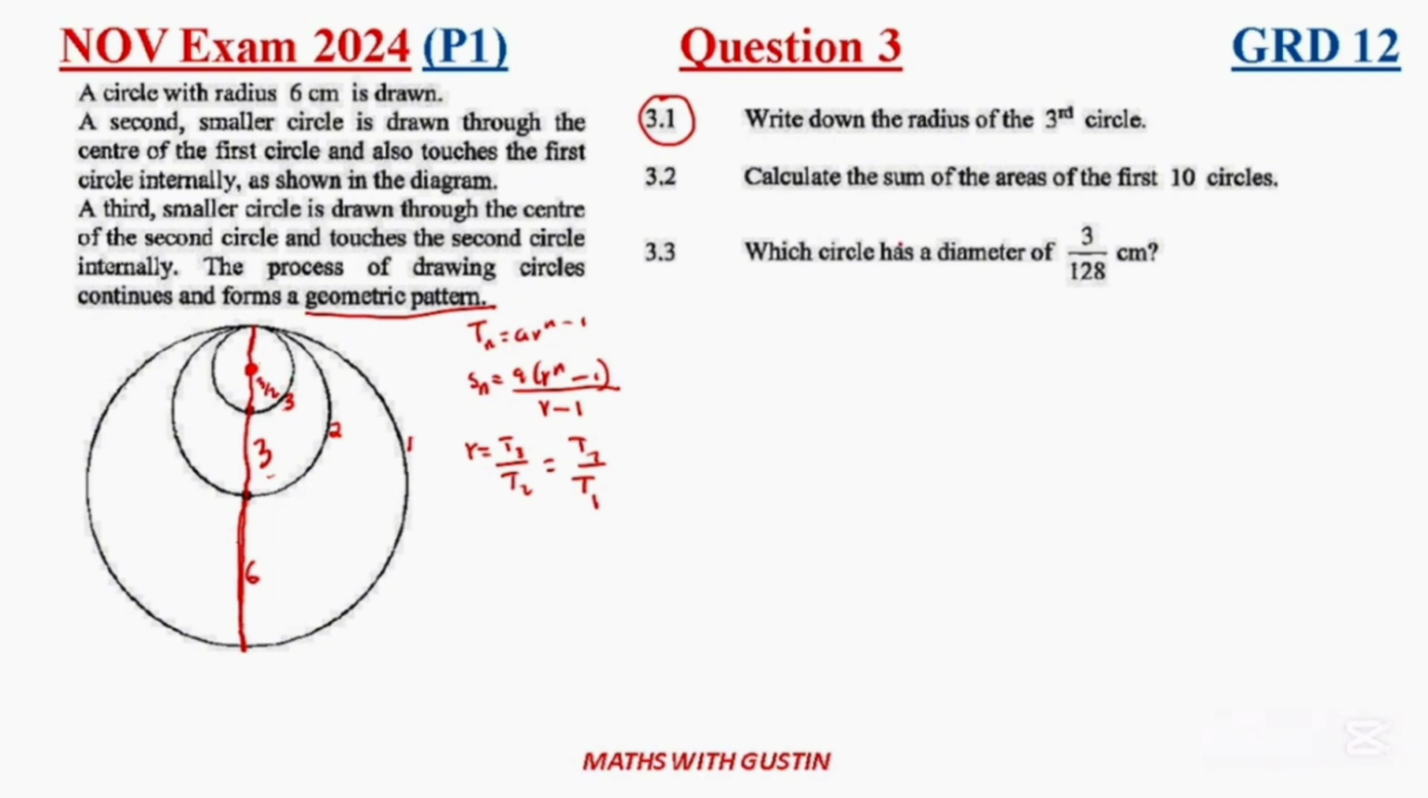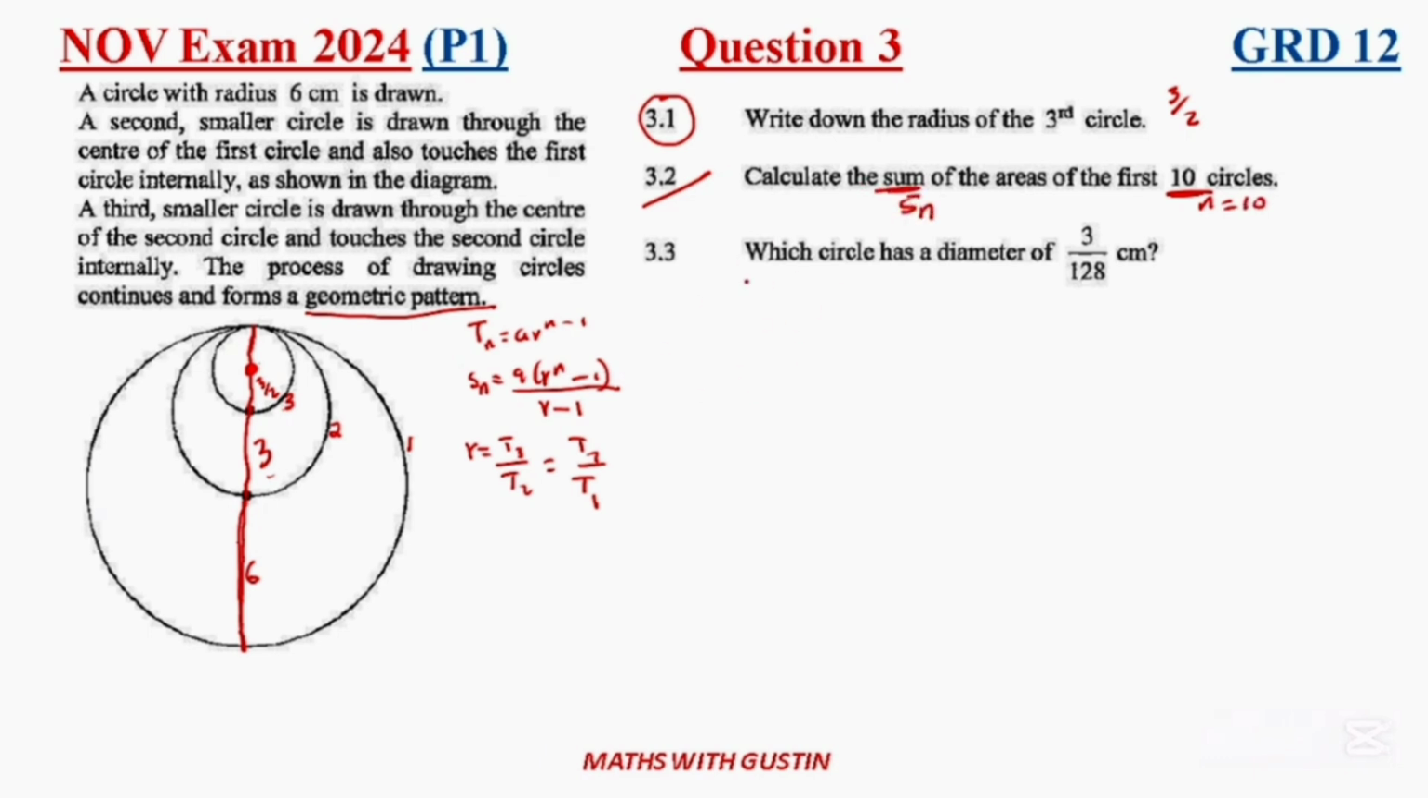All right, so now they said we need to determine the radius of the third circle, so it's just going to be 3 over 2. Okay, all right. 3.2 says calculate the sum of the areas of the first 10 circles. So basically this means that our n needs to be 10. And then what are they saying? They are saying the sum, so it means we need to find Sn.